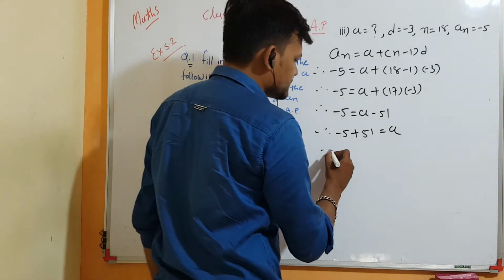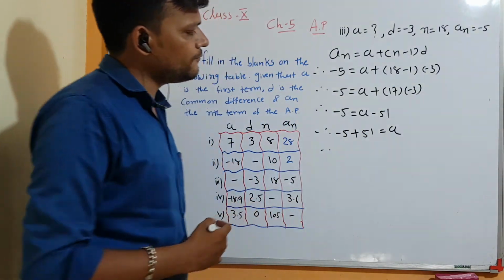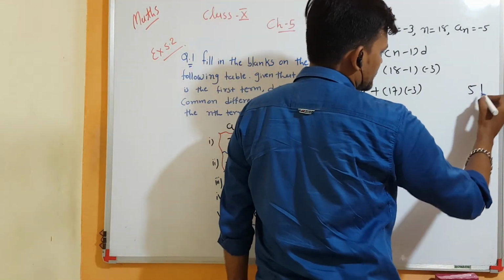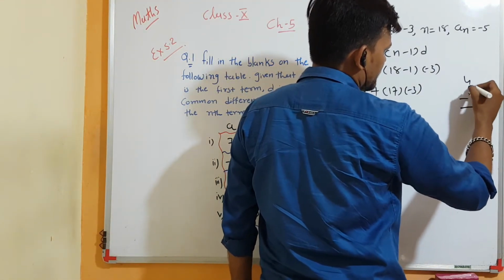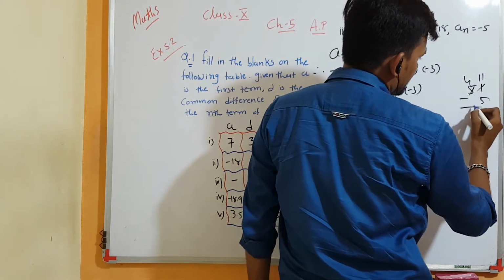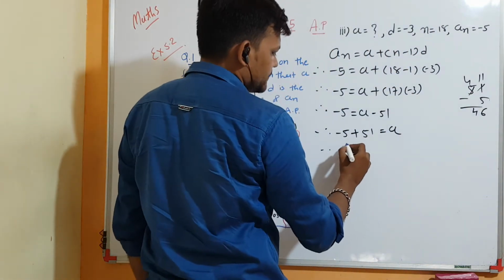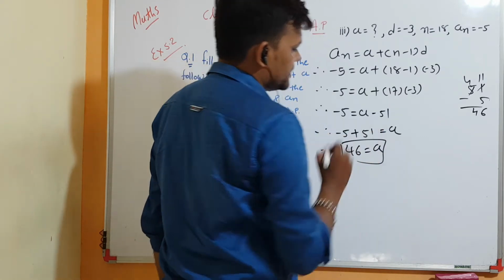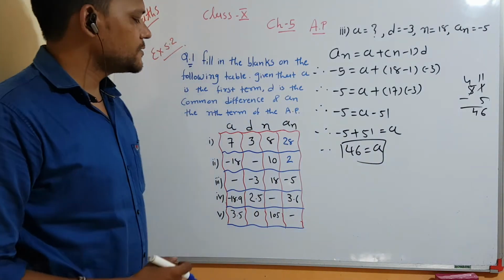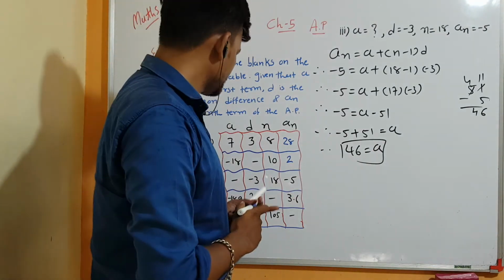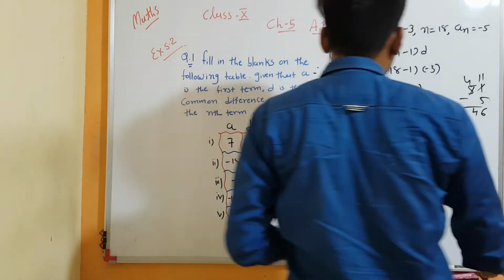Now minus plus minus, and the sign of the bigger number, that means 51 minus 5. So if you subtract 51 minus 5, then 11 minus 5 is 6, and 46. So the answer is plus 46 because the greater number is positive, the sign is positive, right? So the value of a equals 46. Clear? Now let's solve part number 4.